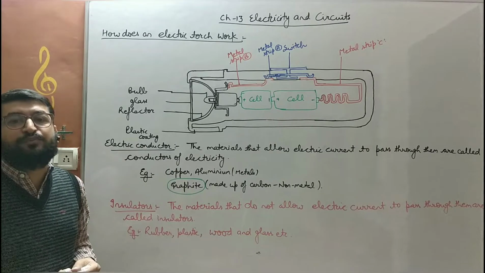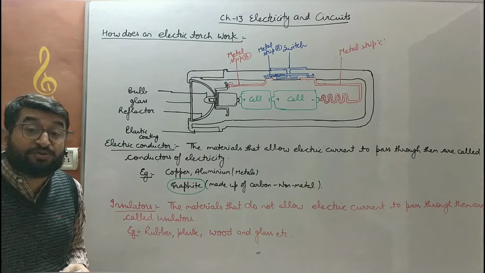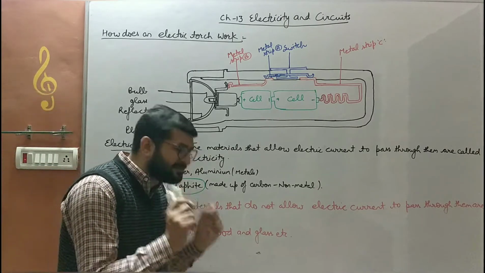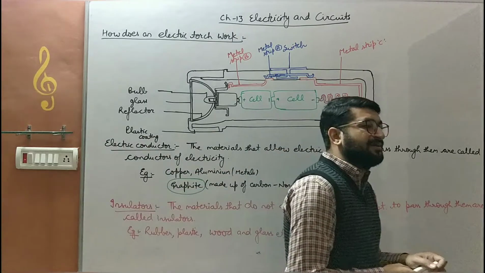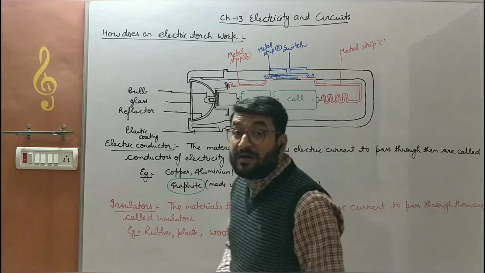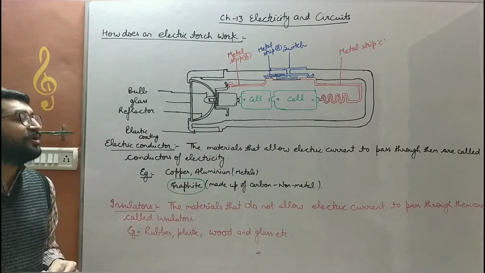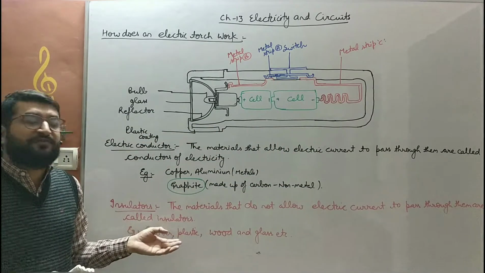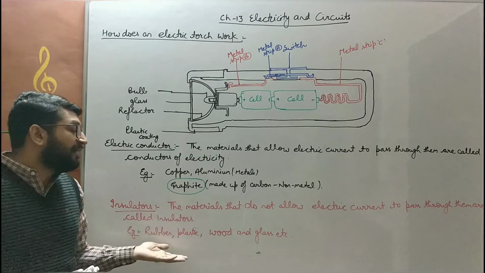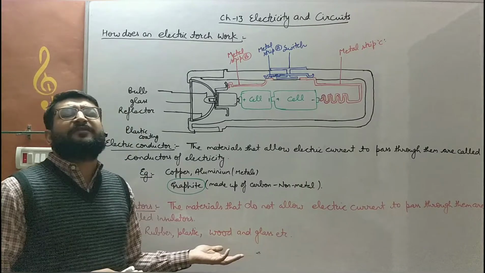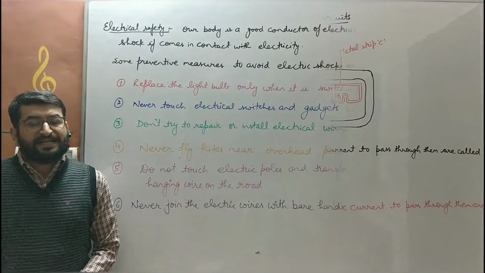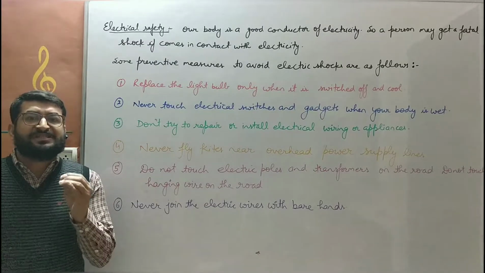And non-metals are poor conductors of electricity. They are insulators, except one. Graphite is the only non-metal which conducts electricity. Otherwise, all the non-metals are insulators, are poor conductors of electricity. They do not allow electric current to pass through them. For example, rubber, plastic, wood, glass, they all are made up of non-metals and they do not conduct electricity. Next, we will discuss electrical safety.